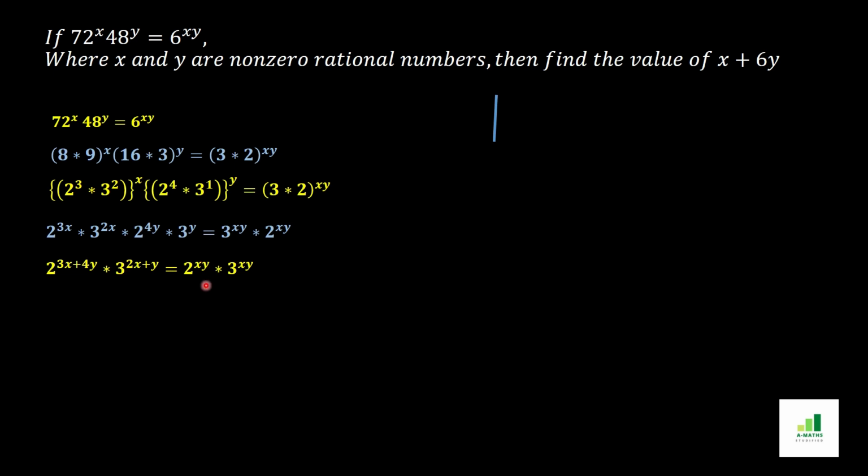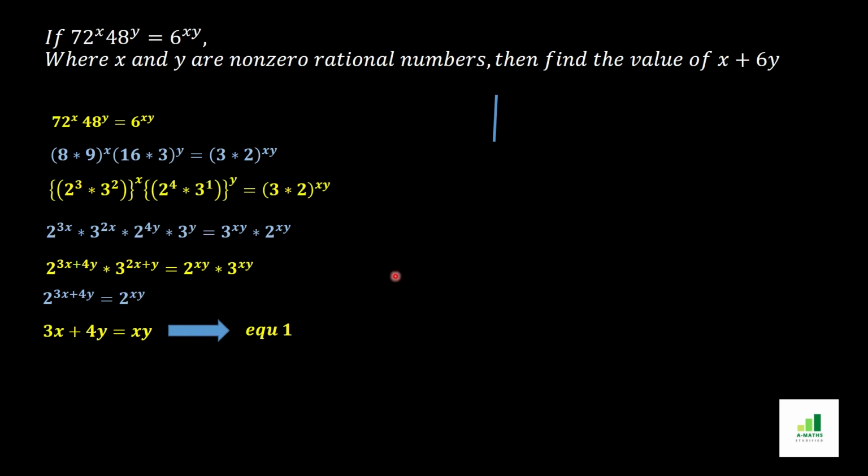Now we apply another basic rule of algebra: when the bases are equal, then their powers will also be equal. First we compare these two values. We know very well these bases are same, so the powers are also equal. After applying this rule, we get 3x plus 4y equals xy. I am representing this as equation number 1.